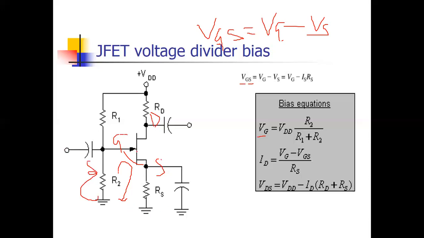Remember, gate current is always 0. So whatever the drain current is, it is equal to the source current. So VGS equals VG minus IDRS. From this equation, you will calculate the value of ID. So ID equals VG minus VGS upon RS. The value of VG you will put from here to this. So you will find the ID from this equation.